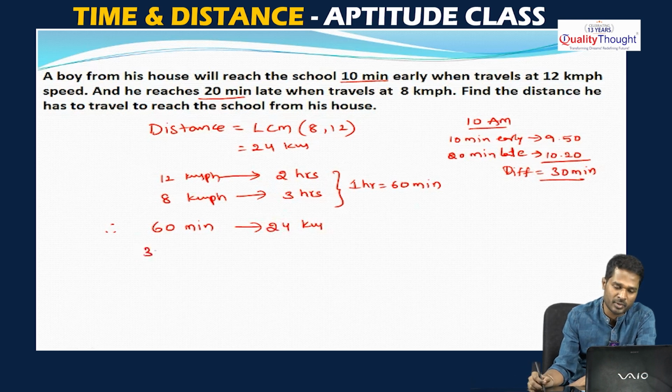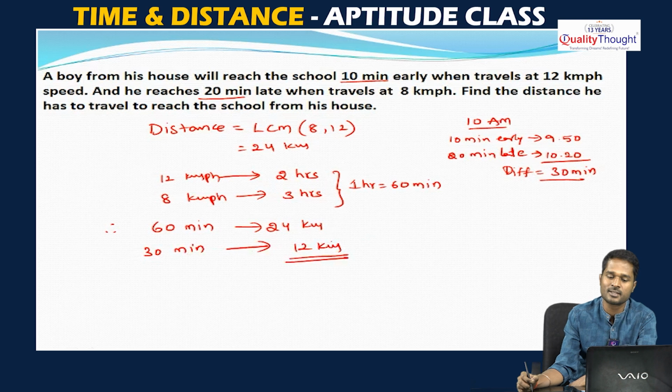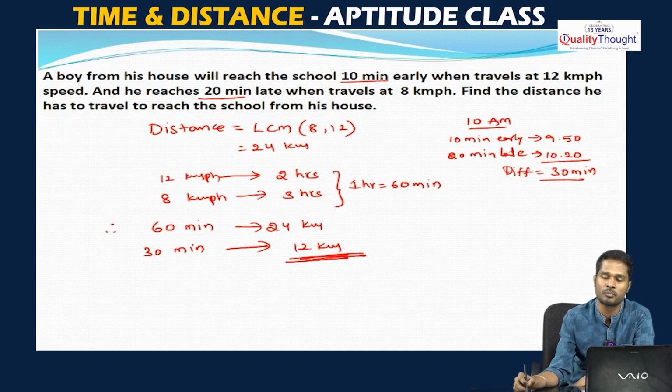So for a 30 minutes difference, half is the time, so half will be the distance. So this is the required distance between the house and the school. So what we have done: just find the LCM of both the speeds, consider this as the actual distance, and take this as the actual distance.